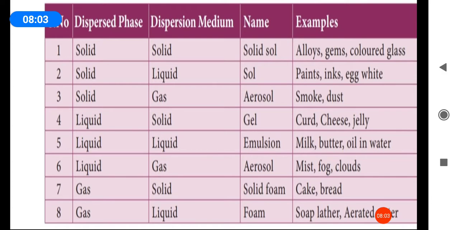The seventh one is gas in solid. The dispersed phase is gas and the medium is solid. It is named solid foam. Examples: cake, bread. Then the last one is gas in liquid. It is named foam. Examples: soap, leather and aerated drinks. They have gases in liquids.